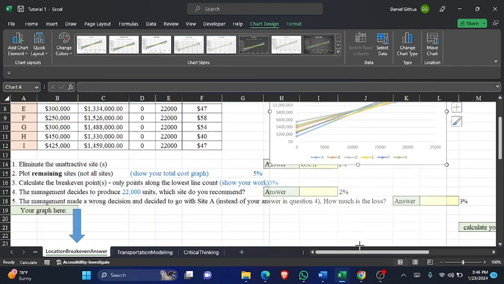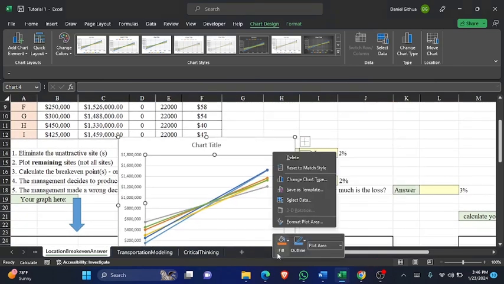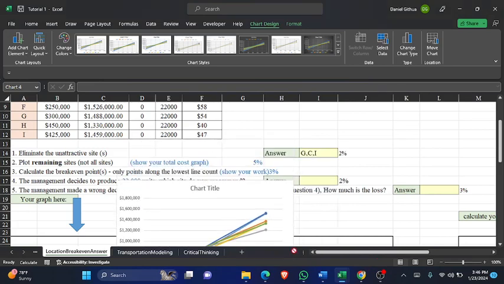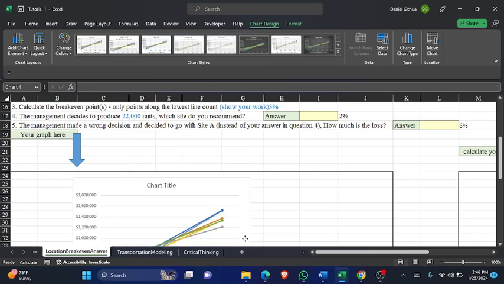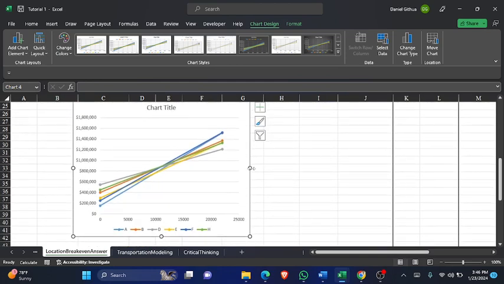Those are the plotted charts. Now we have to enlarge this one. So there's a location for our chart. We can move our chart to this location. Now we can enlarge it. Let's enlarge our chart.